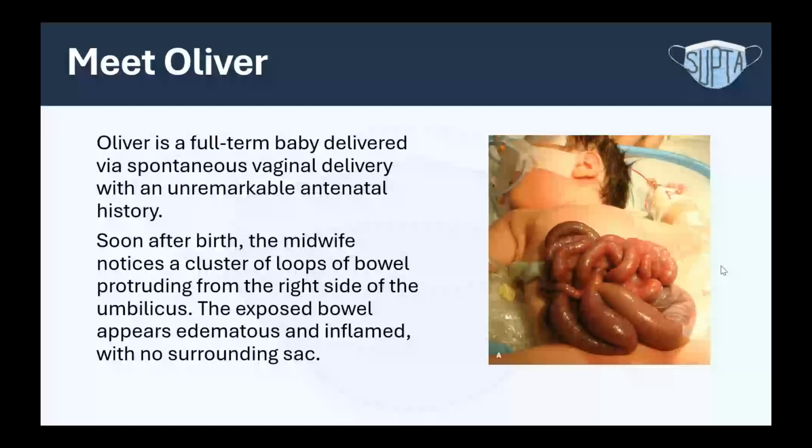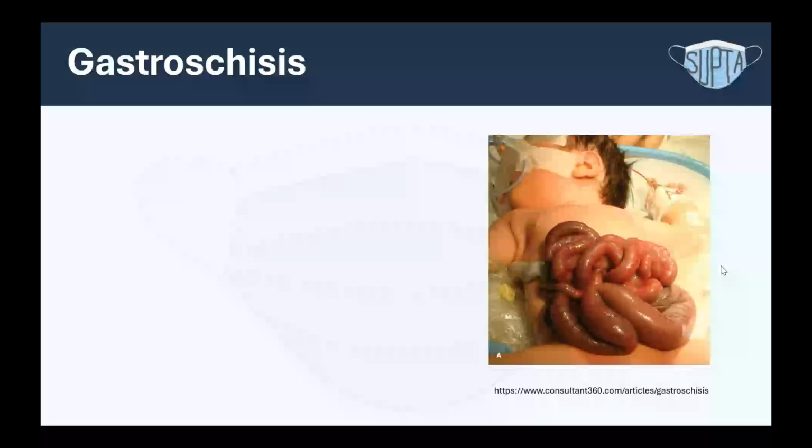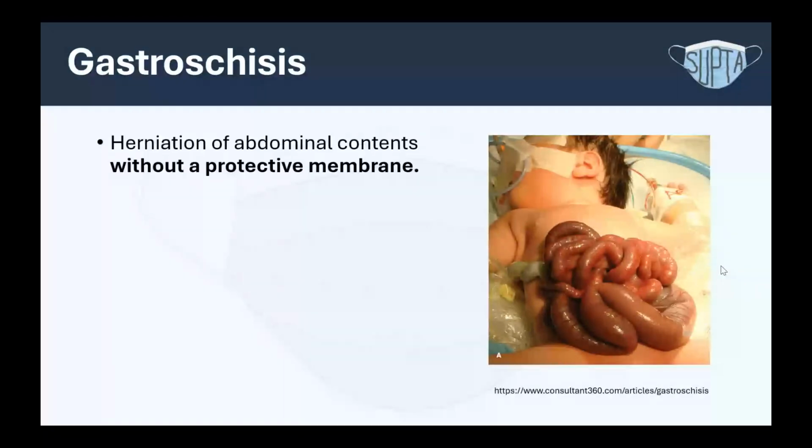So in gastroschisis, the abdominal viscera is going to herniate through an opening within the abdominal wall, but it is not going to have a protective membrane. And that is the major difference between gastroschisis and an omphalocele: the protective membrane.